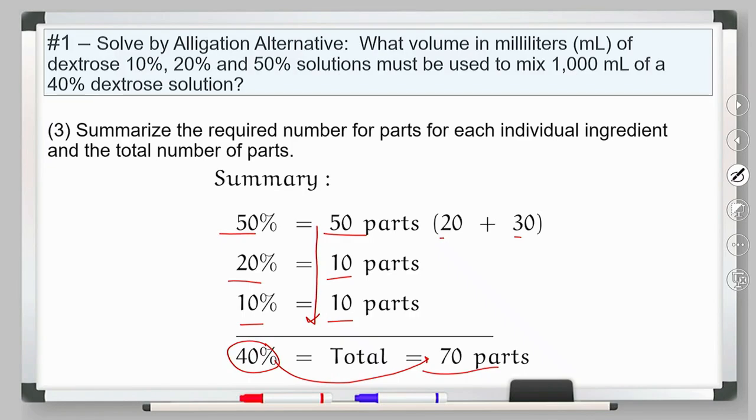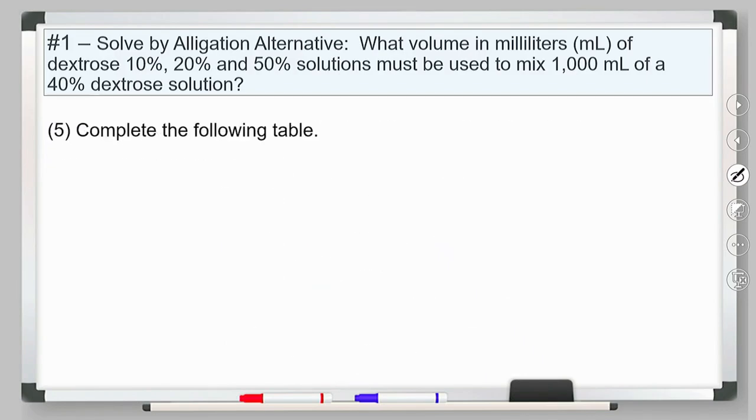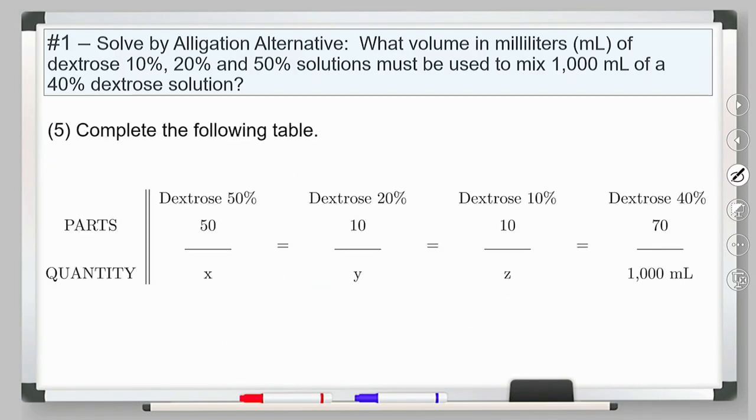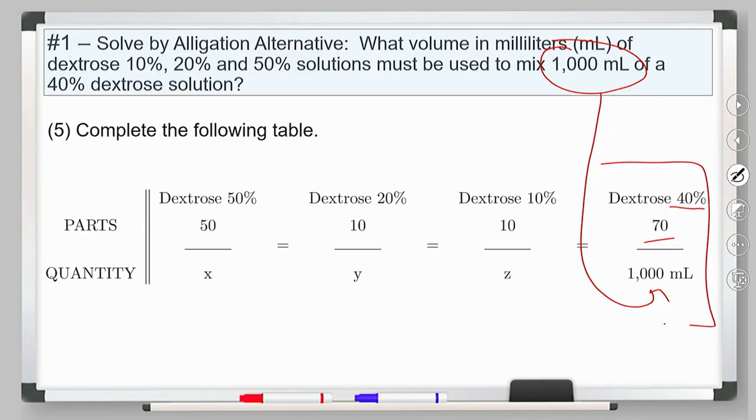So let's talk about P's and Q's. I know that for the 40%, my total was 70 parts. And that's the only quantity I know, because from the question the only quantity given was the final total mixture amount. So the final Q, the Q for the 40% combination, was 1,000 milliliters. So I have that proportion, and with that proportion, 70 over 1,000, I can solve for each individual ingredient. You see what I'm saying? Because each of those equal each other, and they all equal this.